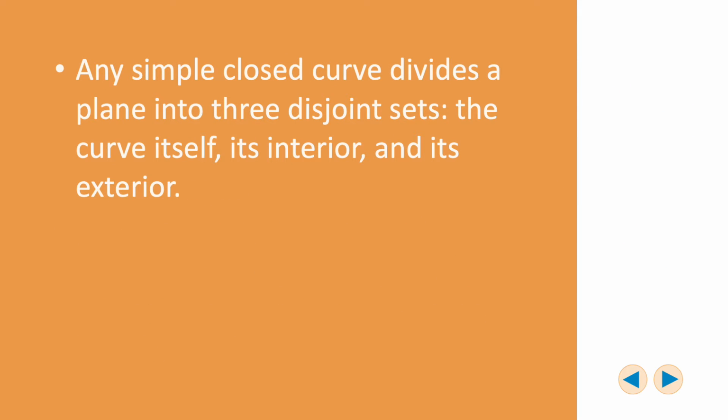Any simple closed curve divides a plane into three disjoint sets. There's that beautiful term again, three disjoint sets: the curve itself, its interior, and its exterior.